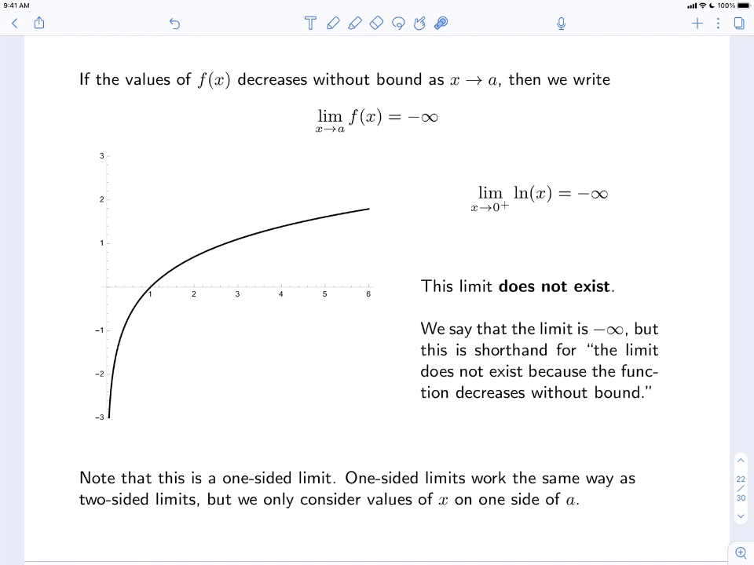Notice that this is a one-sided limit. It necessarily has to be a one-sided limit because the natural logarithm of x doesn't include negative numbers in its domain. So you can only approach 0 from the right. You can't approach 0 from the left because that's outside of the domain of the function. But one-sided limits work the same way as two-sided limits. It's just that we consider values of x on only one side. In this case, we're only looking at values of x to the right of 0, but otherwise it's the same.